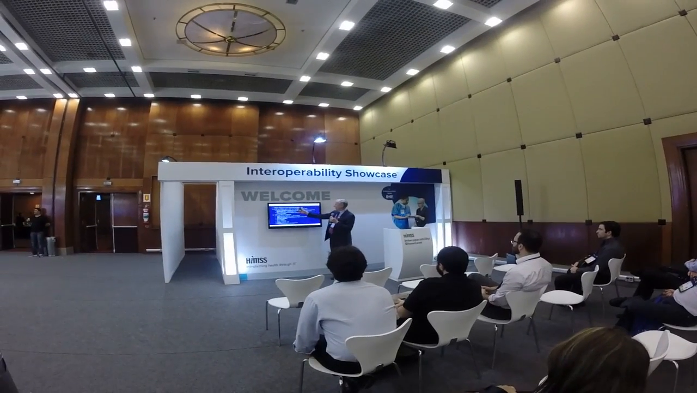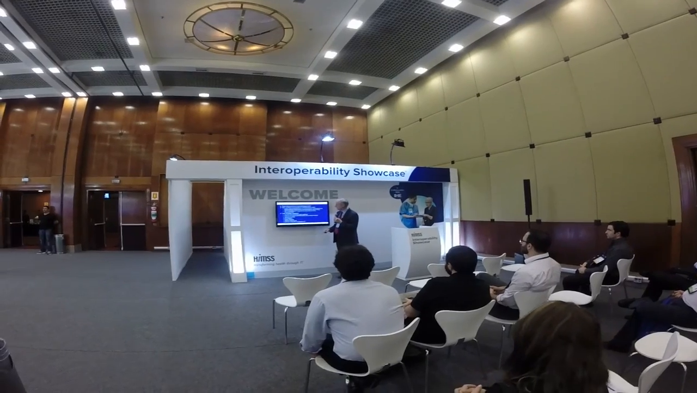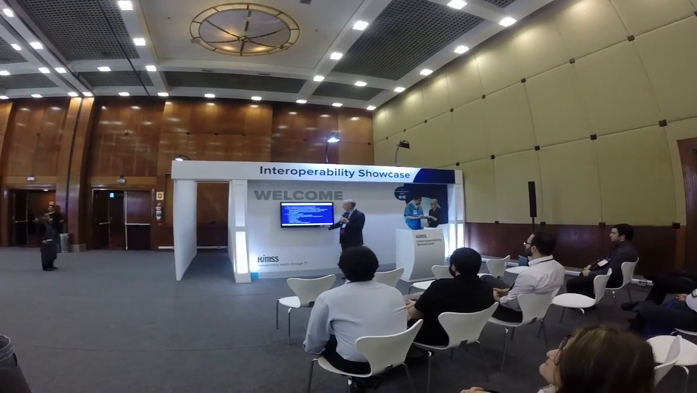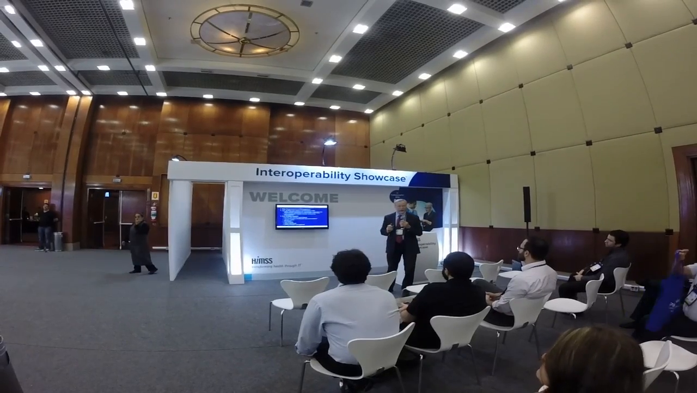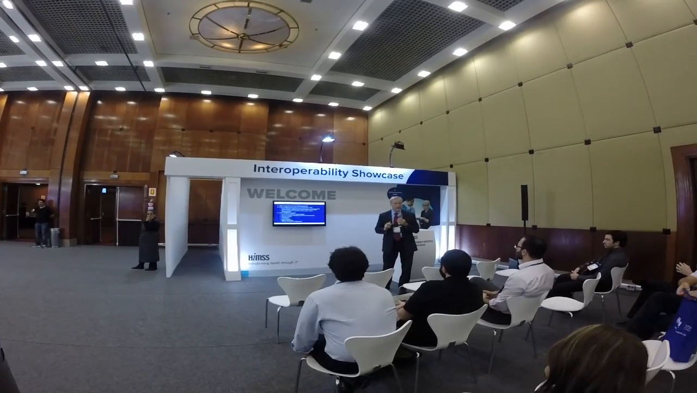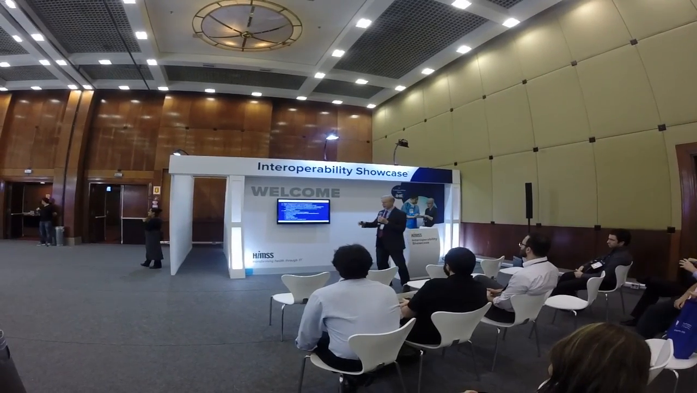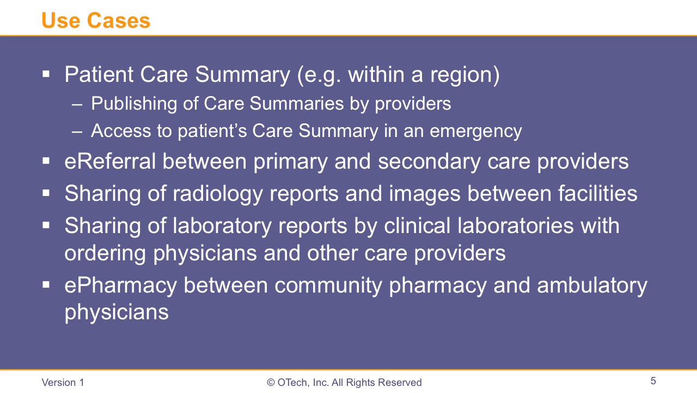Well, first of all, a patient summary, for example, within a region. And you could have a publishing or a care summary by providers, such as a hospital or a specialist. And then the nice thing is that in the case of an emergency, let's say the patient goes to a hospital on the other side of town, the hospital could within seconds basically access all the information of that patient that was treated or where the records are at his other hospital or at his primary care provider.